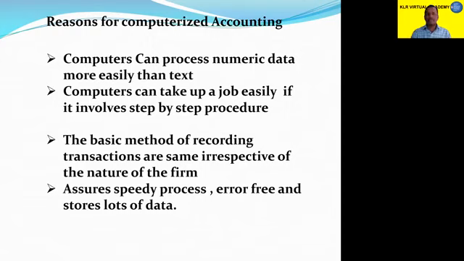Reasons for computerized accounting. Why are we using computers in accounting? Simply, we can answer this way: computers can process numerical data more easily than text. The mechanism behind the computer is that a text, a graphic, an animation, or a number is converted into numbers by using ASCII codes, processed in the form of numbers, generated in the form of numbers, and then converted into the actual output we are supposed to get.